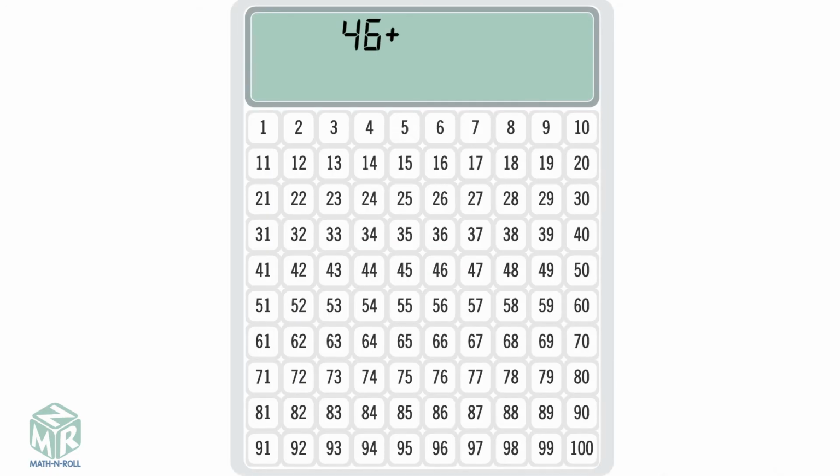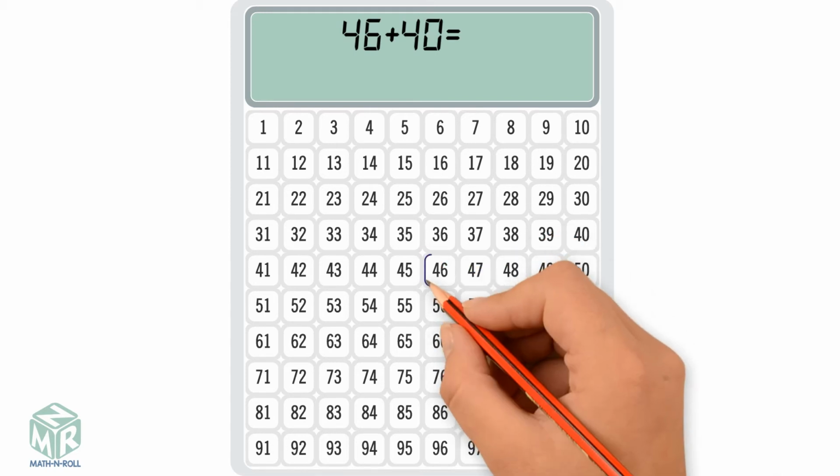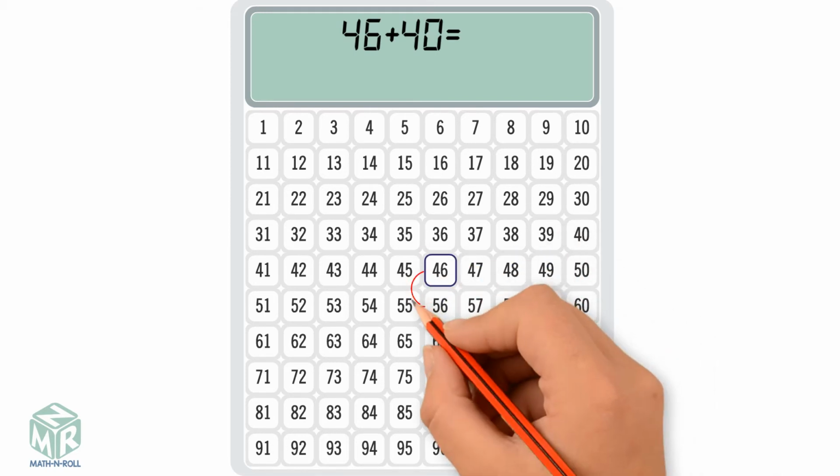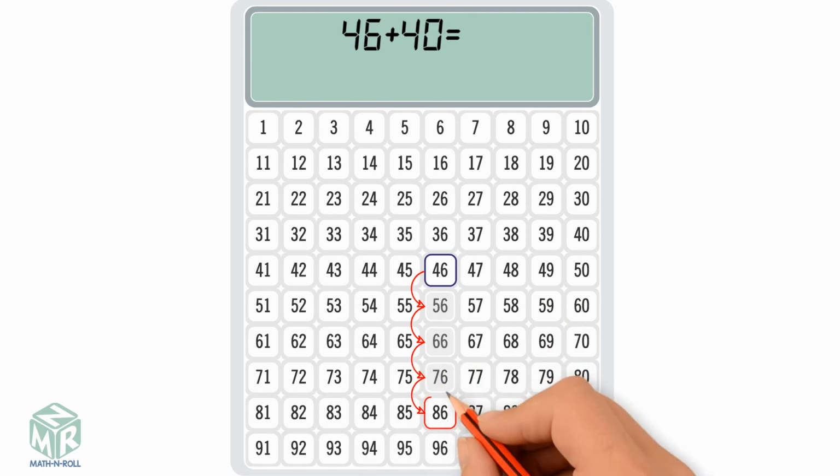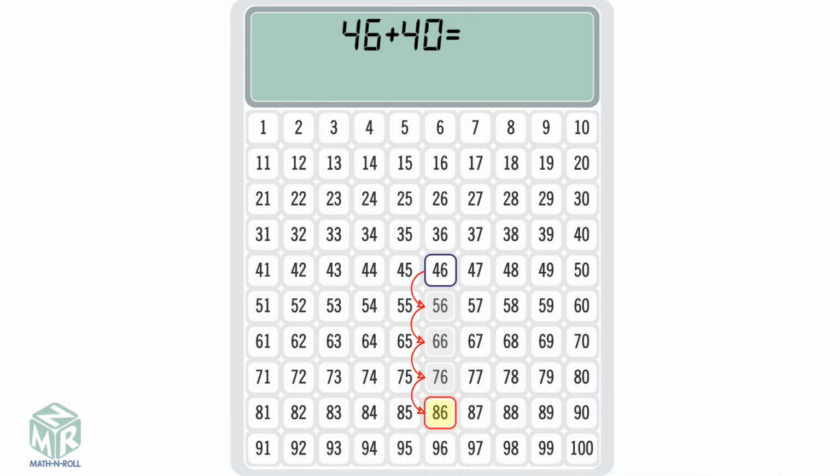Let's try another example. 46 plus 40. Start at 46. Count up 4 tens. Equals 86. So 46 plus 40 equals 86.